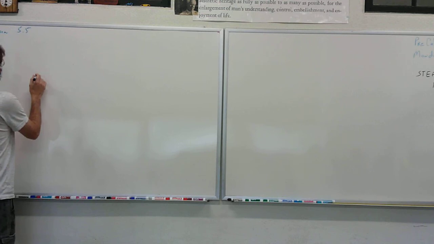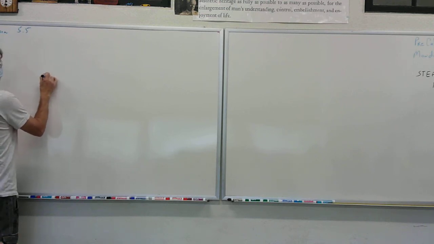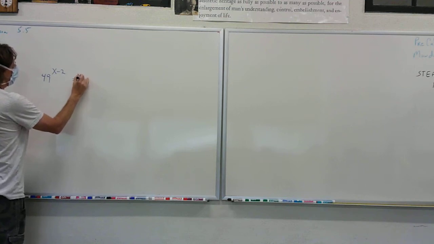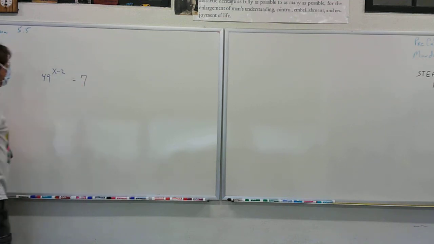I've got 49^(x-2) = 7. When you see an exponential equation, what do you always do? Say it loud. Say it louder. Make the bases equal. Say it so that you might remember it.